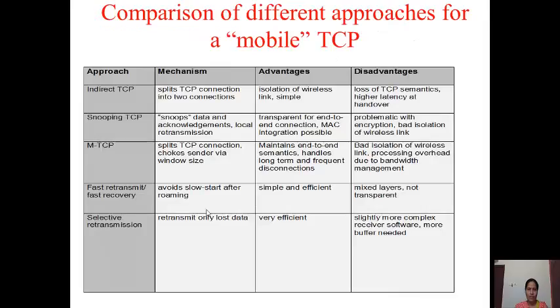Now this table will give you a summary, right, with all the different approaches that we understood. So we understood the approach, which is nothing but the mechanism. For example, with indirect TCP, we said it splits the connection into two, one for the wired part and the other for the wireless part. And we understood the isolation of the wireless link as the advantage. The disadvantage is that it loses the end-to-end semantics, and the latency was higher. Likewise, we understood different approaches with respect to TCP, their advantages and disadvantages.